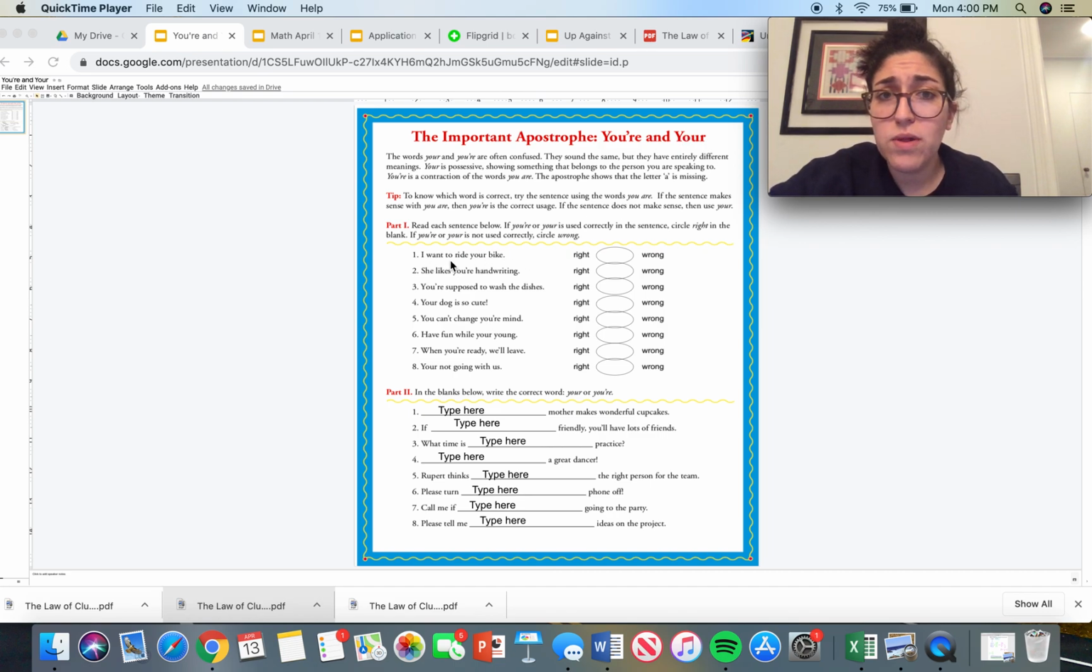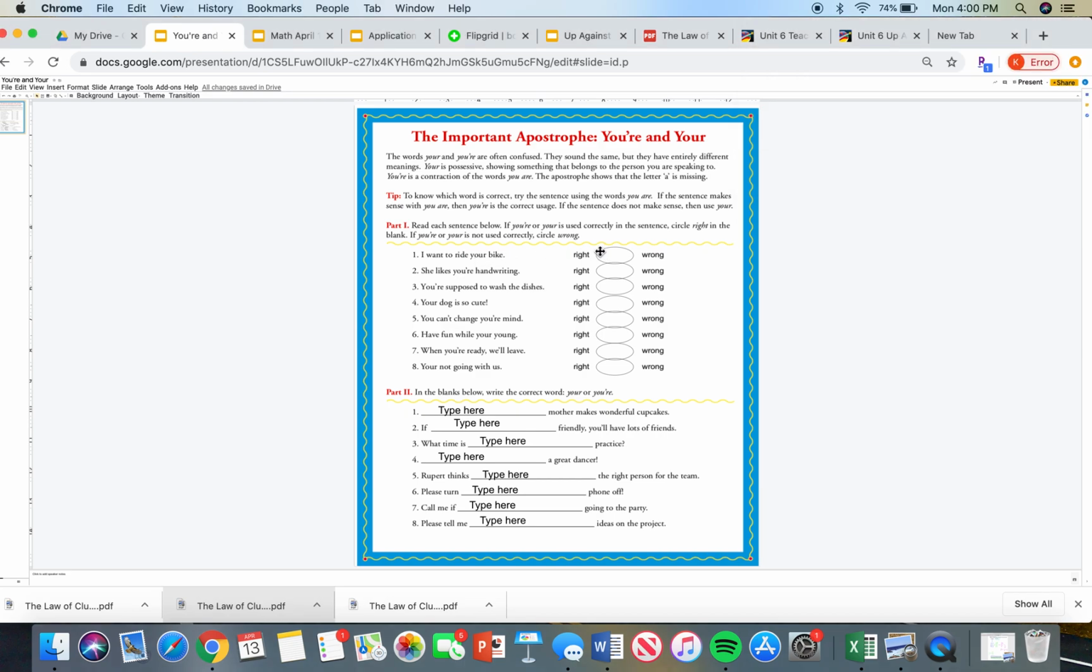So I need to think, would it make sense? Is this right? Does this show possession? I want to ride your bike. Or would it make more sense if I was able to say, I want to ride you are bike? Well, that does not make sense. It does not make sense to say, I want to ride you are bike. It makes sense to say, I want to ride your bike, the bike that you own. So in this case, this is used correctly.